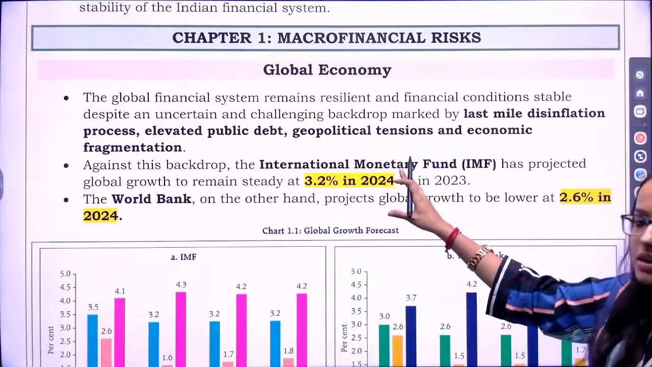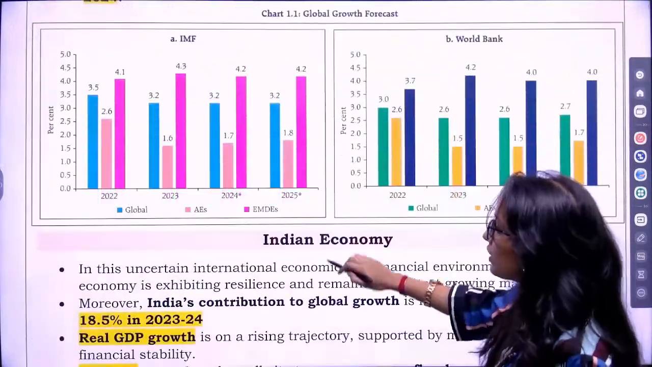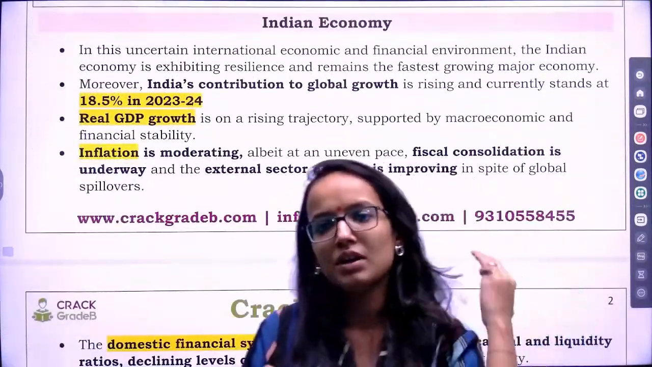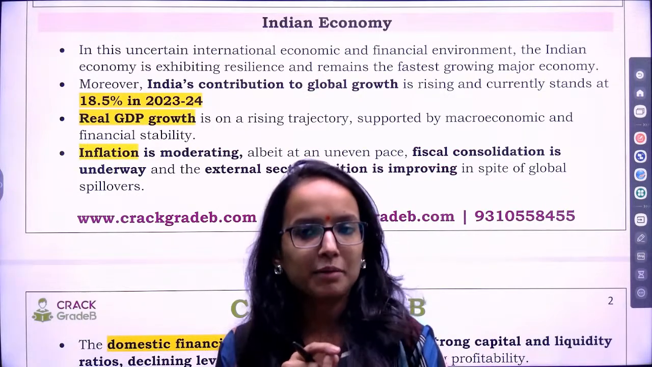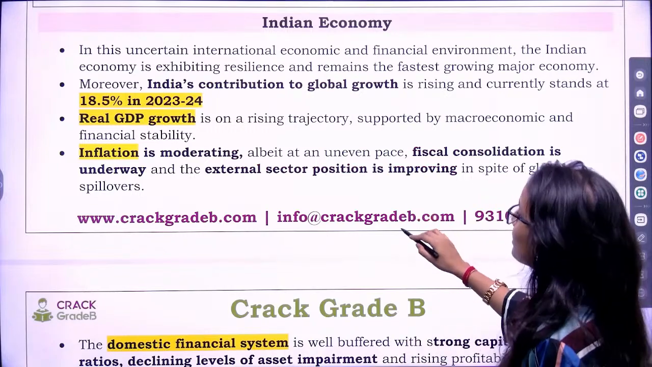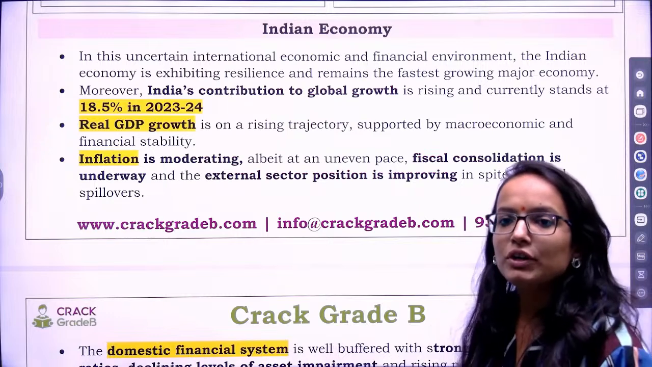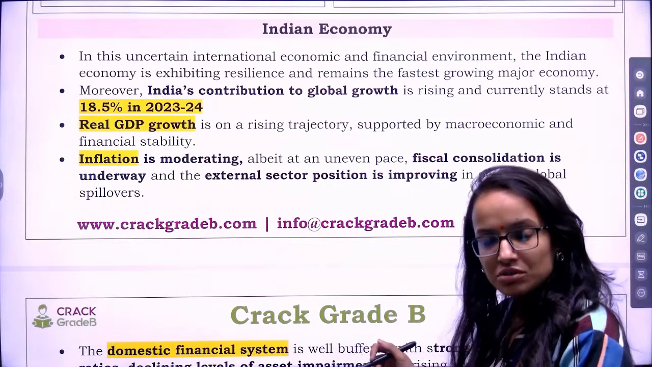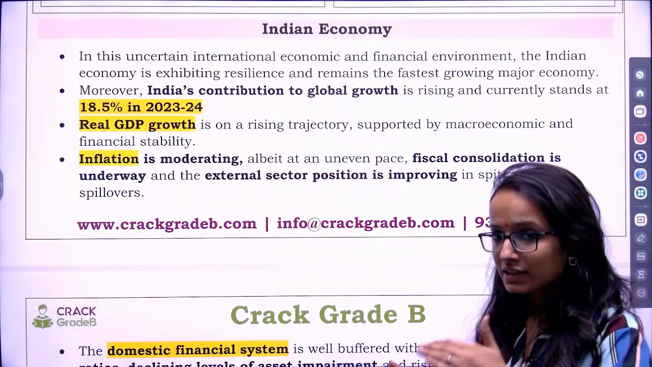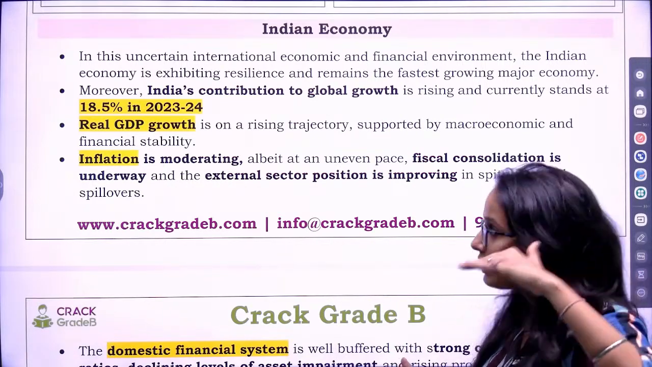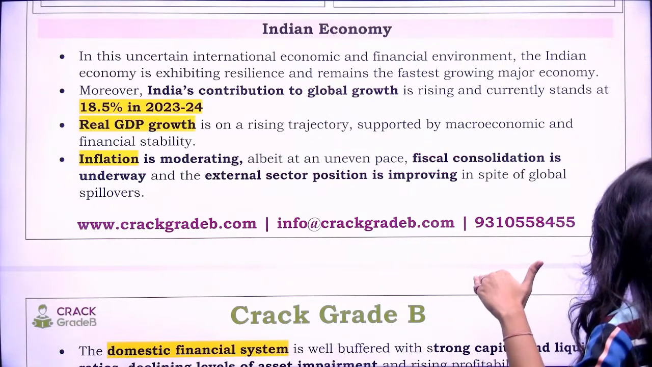So we have seen one part of the macro financial risk, which is the global economy. Now you are very clear about the global economy. What you have to remember are these percentage numbers given by the World Bank as well as by the IMF, right? Now the next thing is the Indian economy. When we talk about the macro financial risks related to the Indian economy, we are not talking at the global level, we are talking at the Indian level. So let's see what the report has to say regarding the Indian economy.